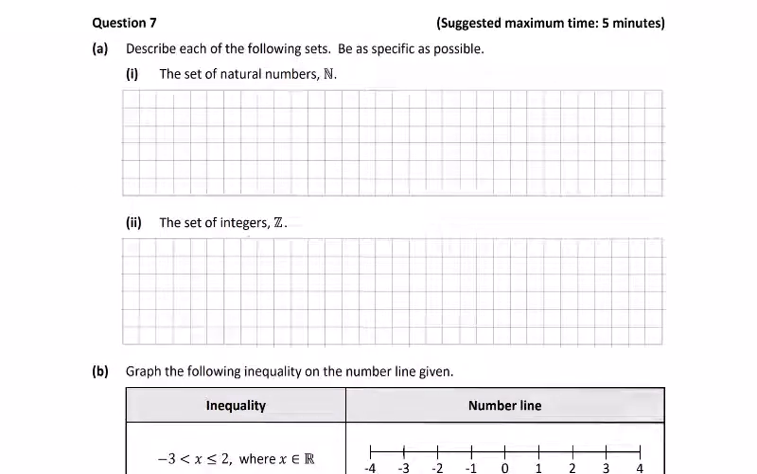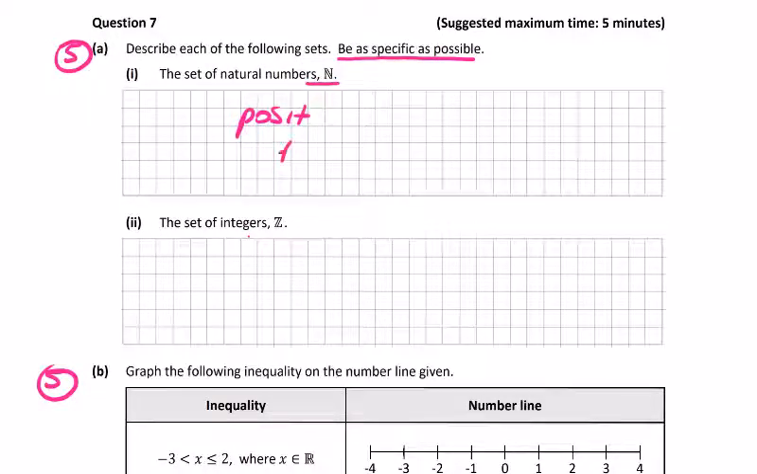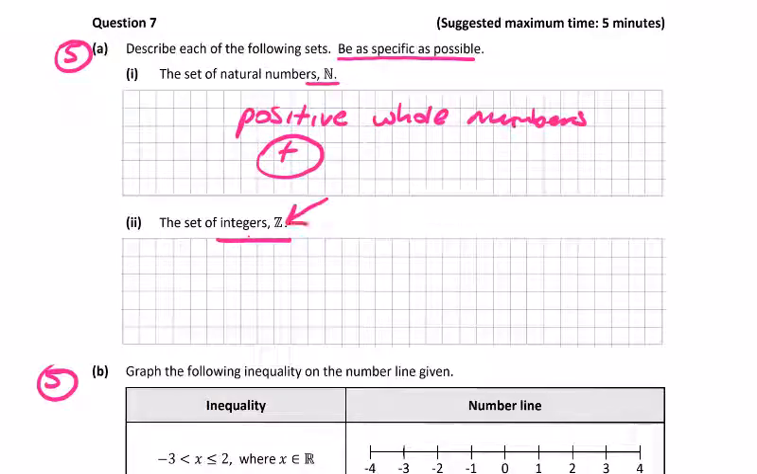Question 7, A was worth 5 for 2 parts, and B was worth 5, and part C was worth 10. Describe each of the following sets. Be as specific as possible. Natural numbers, N, positive, you could use the plus symbol. What are they? They're whole numbers, positive whole numbers. You might, in first year, have called them counting numbers. That would be fine too. Integers, Z, so they're positive and negative whole numbers. If you want to shorten it down, you guys are all going to get this one correct if it gets asked.